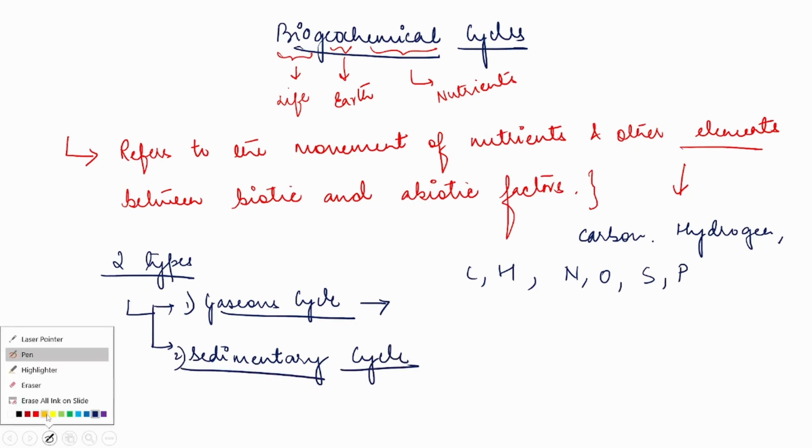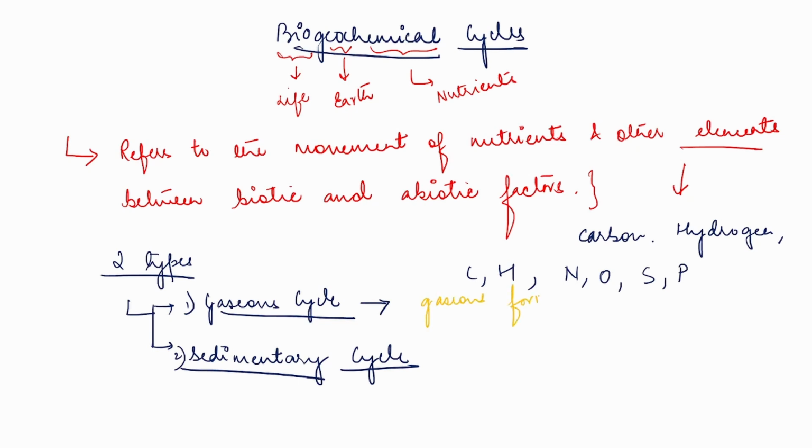Now what is gaseous cycle? Gaseous cycle means the majority of them exist in gaseous form, and that includes carbon, oxygen, nitrogen, and the water cycle. And sedimentary cycles are non-gaseous, and include sulfur, phosphorus, etc. We call it sedimentary cycle. Clear?